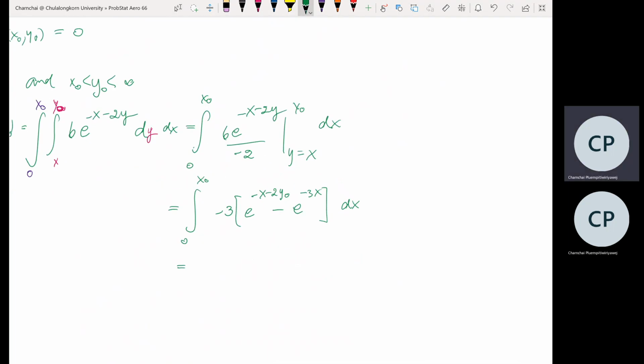What's next? What's next? Who wants to help me? Integrate, we get negative 3 e to the negative x minus 2y naught over negative 1, right? And then plus 3 e to the negative 3x over negative 3, x from 0 to x naught.